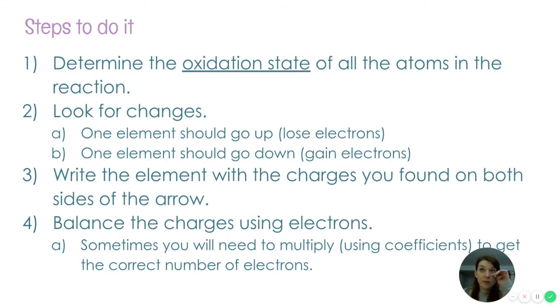And this seems a little funny, but so far you have been balancing your reactions in terms of mass. So you need the same number of each atom on both sides.